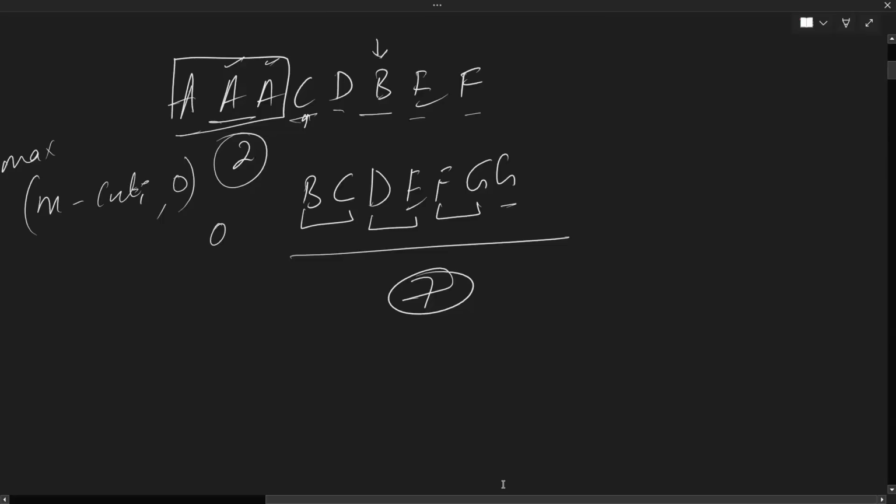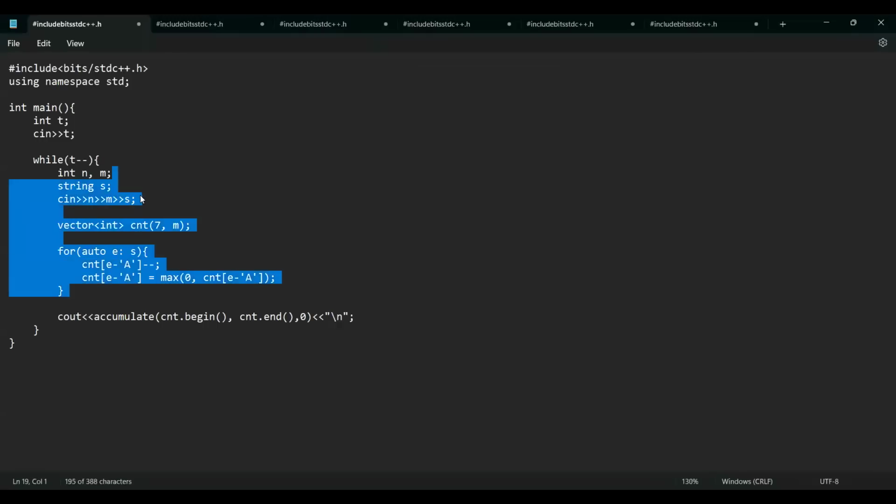So let me show you the implementation. So this is the implementation. In this, I have taken N and M as input. I have taken the string S as input. This is my count. I have created a count vector initially, with size 7. Why 7? Because there are 7 problems, and each should have a count of M.